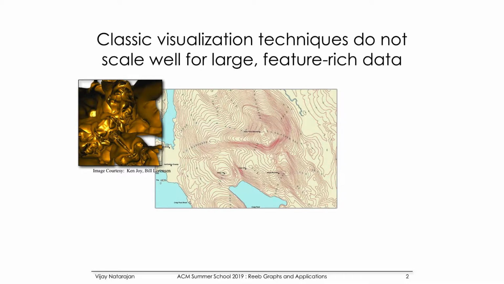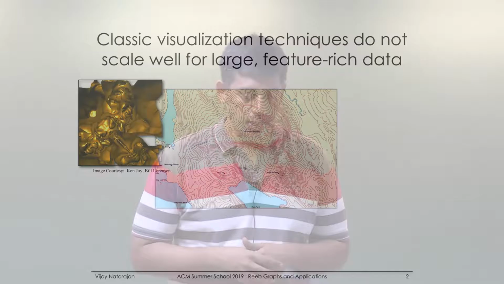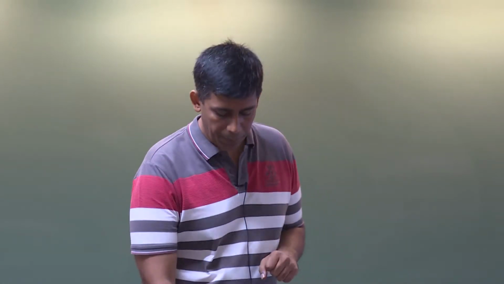This is actually data that comes from a turbulent flow, right. So these surfaces are very complex, and it's very difficult for us to make sense out of it. Hence, classic visualization techniques do not scale very well as the data becomes larger and becomes rich in terms of features. But there is still value in these classic techniques.